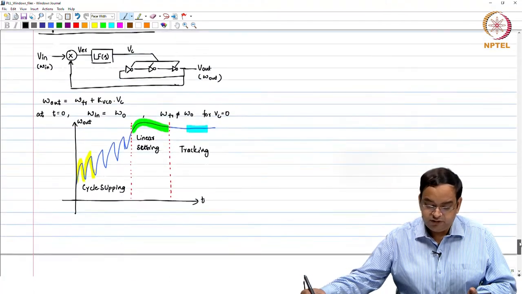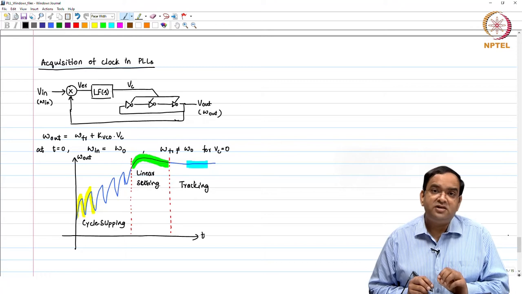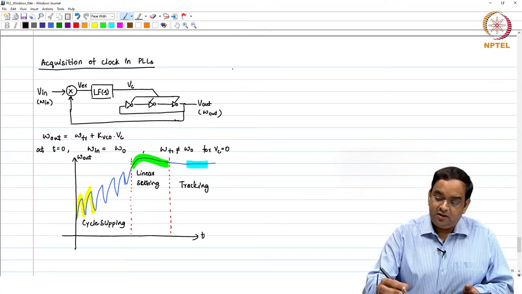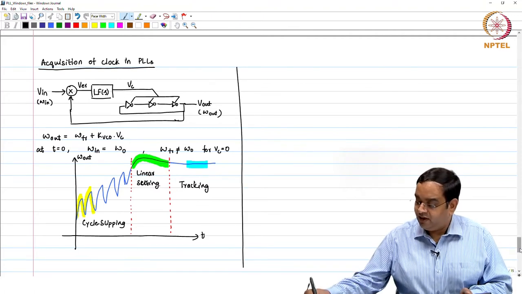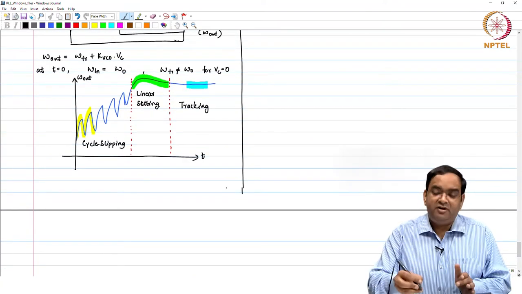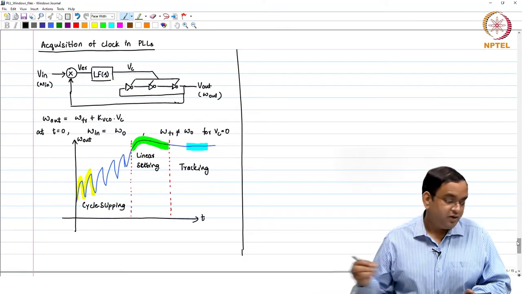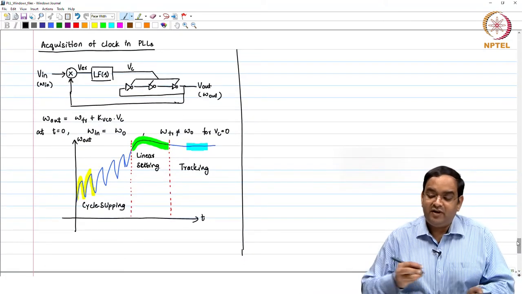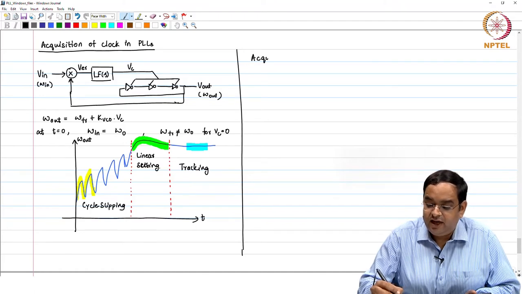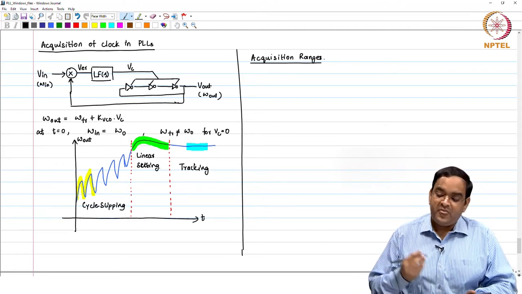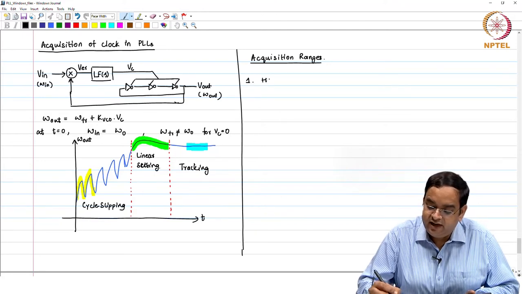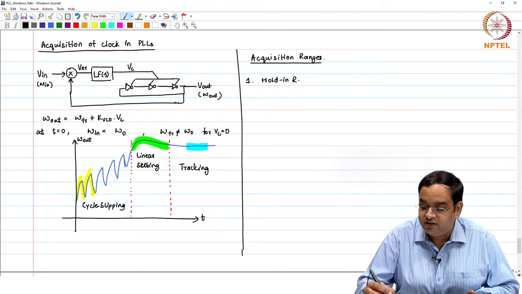Now, because so many things happen in the PLL depending on the initial frequency error which you see, the frequency acquisition of the PLL can happen in different ways, as you see here. So what we do is we define different kinds of acquisition ranges, that is, how you are acquiring the output frequency. Based on that we define the acquisition ranges. The first range is defined as hold-in range. I will explain what it means.